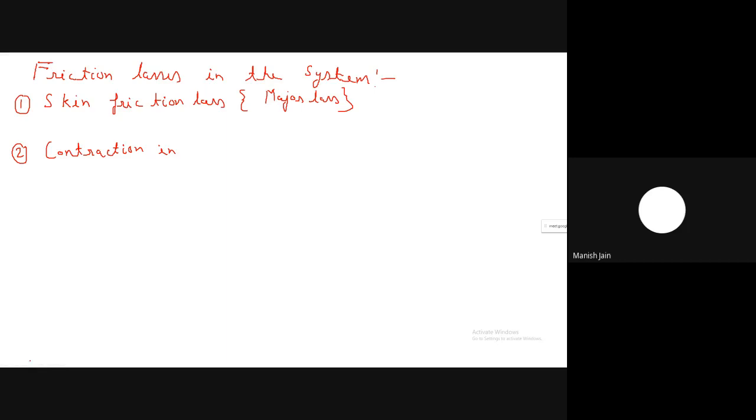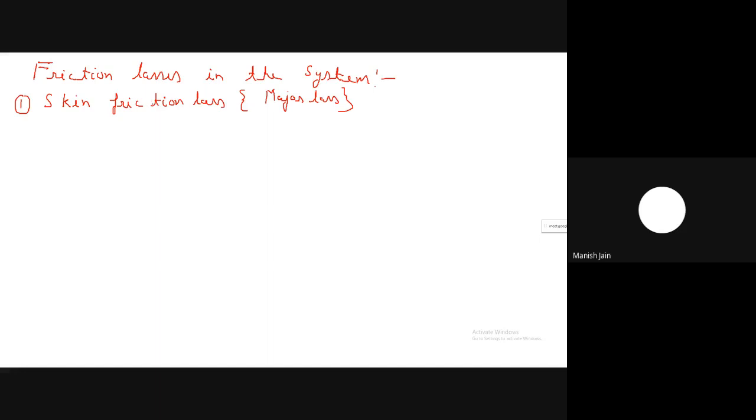We will do one thing. First, we will calculate the skin friction loss. Then we will write the other types of loss. That will make much better sense. So first we will calculate the skin friction loss, then we will calculate the other losses. The skin friction loss: this is the turbulent region, so for the turbulent region, you have to go to the Moody's chart.